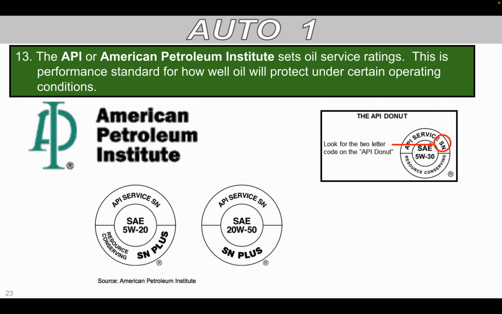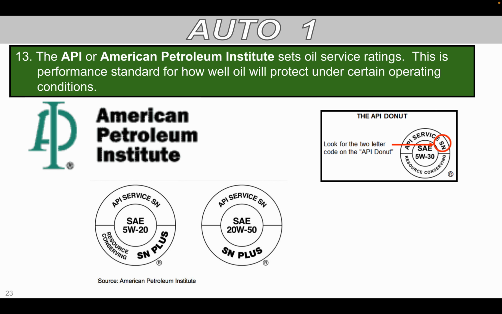So very quickly, if I have a Pennzoil, a Valvoline, a Mobil 1, it doesn't matter the brand, every oil that's produced is going to have these markings on it. That way you as a consumer will know certain properties about that oil, so you can make an educated decision about what you put in your engine to protect it.